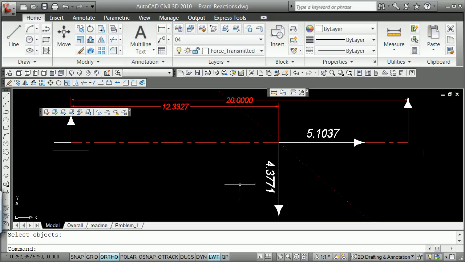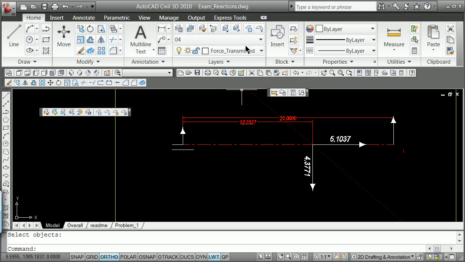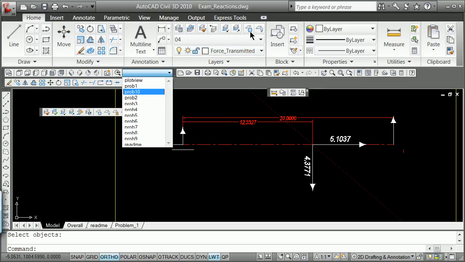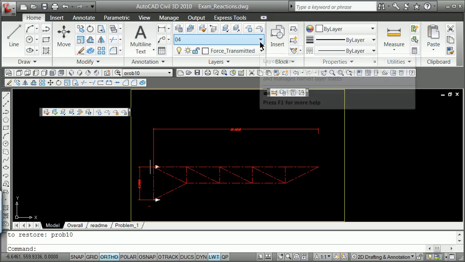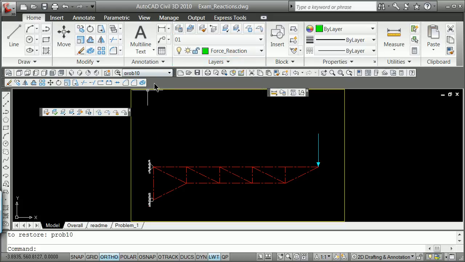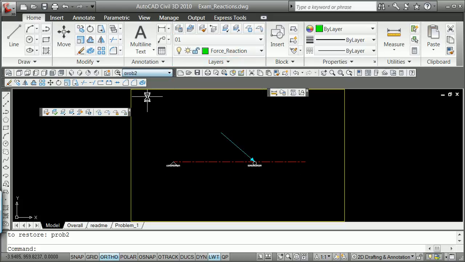I'm going to zoom in a little bit. So the reaction at this joint, realize it's going to be less than half of the 4.37, so its distance from the other support, which is about 7.7 times the distance divided by the distance between the supports, which is 20 times that distance, and then you have the opposite there. So that's the first one. Go to the second one. Go back to layer state 1, problem 2.